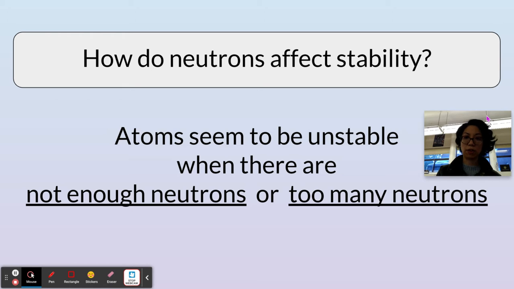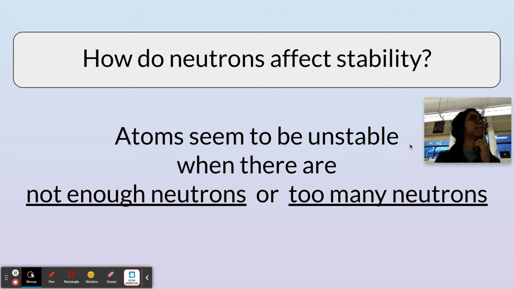So the main point is that atoms become unstable if there's not enough neutrons or if there's too many neutrons. So either way, okay, it's kind of like, let me think of an analogy. If you're hungry, if you don't eat enough food, you're still going to be hungry. If you eat too much food, you're going to feel sick, right? So you have to eat a certain amount of food to feel stable. Otherwise, you'll be hungry, unstable, or too full, unstable.